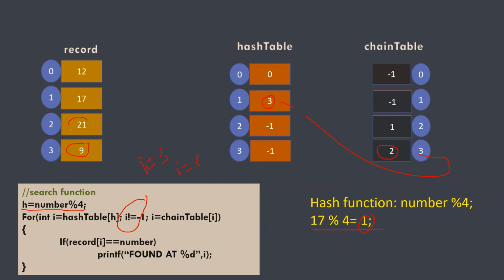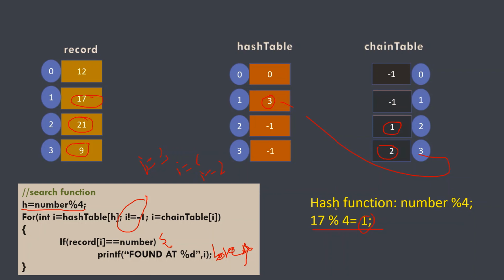We went to 2, we find 21. 21 is not 17. Again i is not equal to -1, again i is equal to chain table of 2. Chain table of 2, we find 1. We went to 1, we find our 17. When we find our 17, I should write break here. This source code should be like this. When you find something, just break the loop.